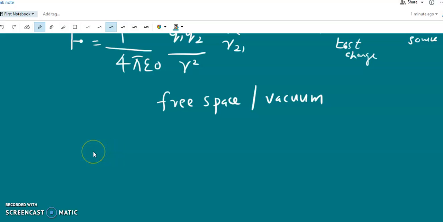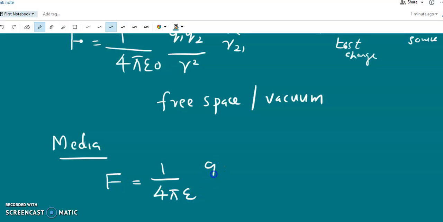So for any other medium, the magnitude of the force is equal to 1 by 4 pi epsilon Q1 Q2 by R square. So this is the magnitude of the force. Direction is along R21 if the force is acting on the charge 1 due to charge 2. So we will not specify the direction from now onwards, you are clear about this deduction.